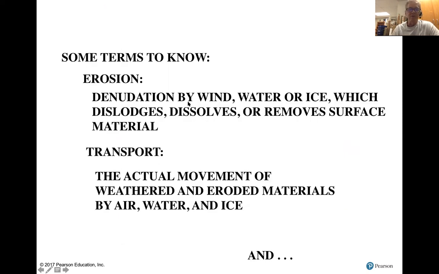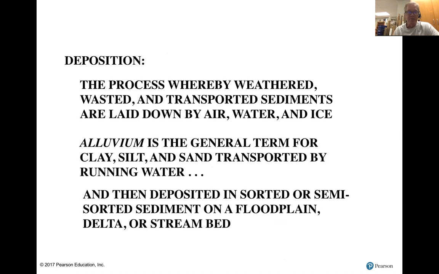So make sure you know these terms: erosion, which is denudation by wind, water, or ice. And we'll talk about the wind and ice part in the chapters coming up. And transport, the actual movement of the weathered and eroded materials, and again, can be done by ice, water, or air. The deposition is the process where that weathered and transported material is laid down, again, by air, water, or ice. Alluvium is the term for that transported material.